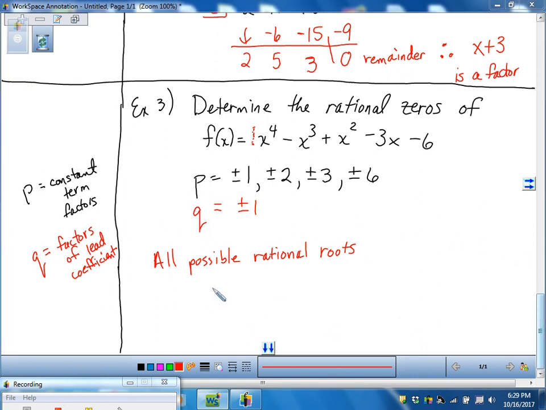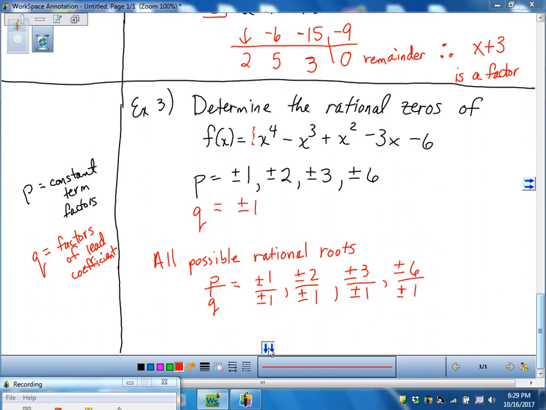What we're going to do is figure out P divided by Q. What are all those possibilities? So you just start with the first one, and so I've got plus or minus 1 over plus or minus 1. And I just work my way down the line. So my next possibility would be positive or negative 2 over positive or negative 1. My next one, just working down the line again, positive or negative 3 over positive or negative 1. And last but not least, positive or negative 6 over positive or negative 1.